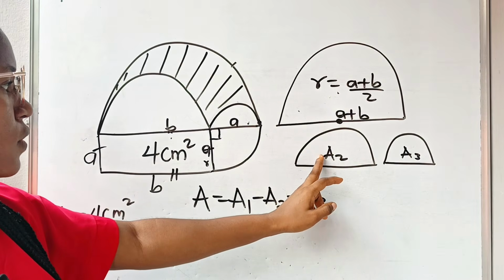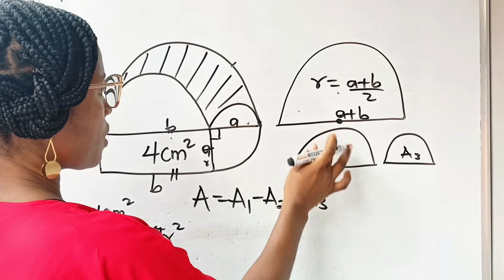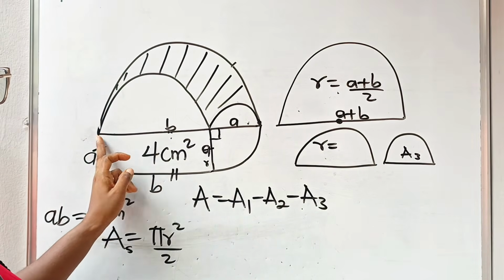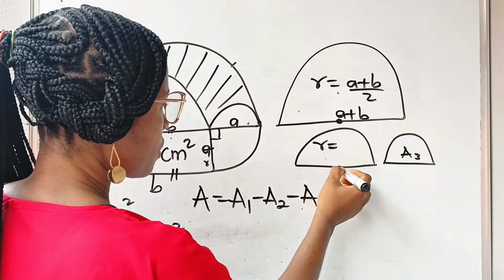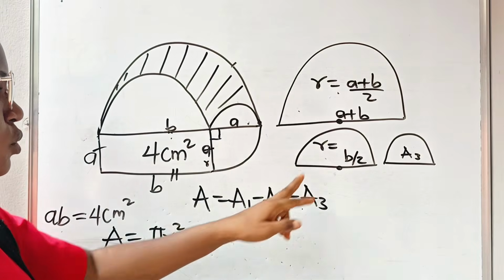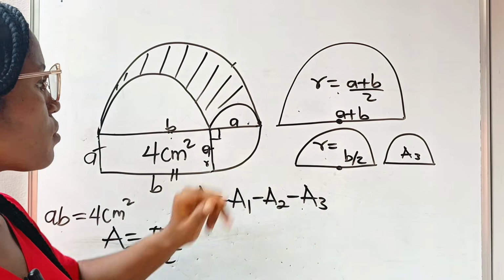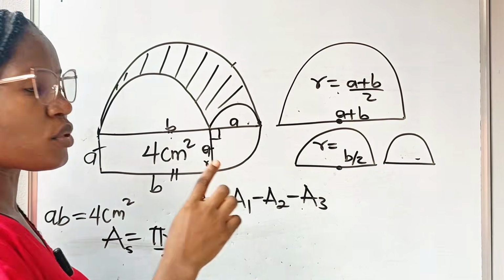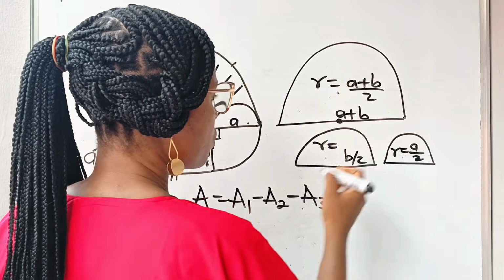Now the radius of this particular one, the smaller one, which is A2, we are talking of this, from here to here is B. So the radius should be B divided by 2. That should be the radius of this one. Now the radius of the smallest, since from here to here is A, the radius should be A divided by 2. So R is A over 2.